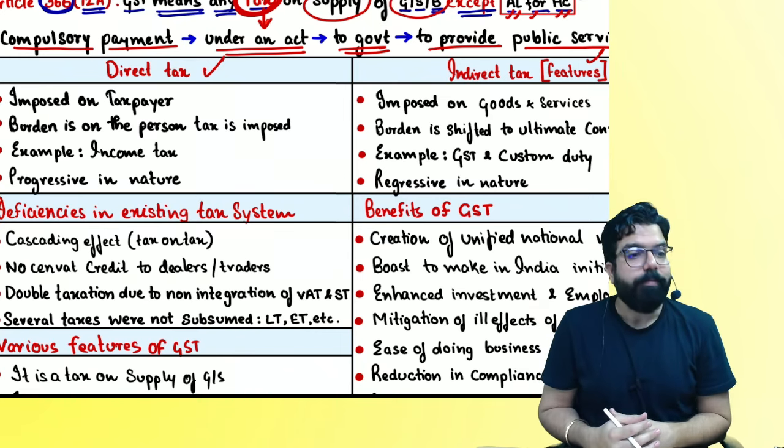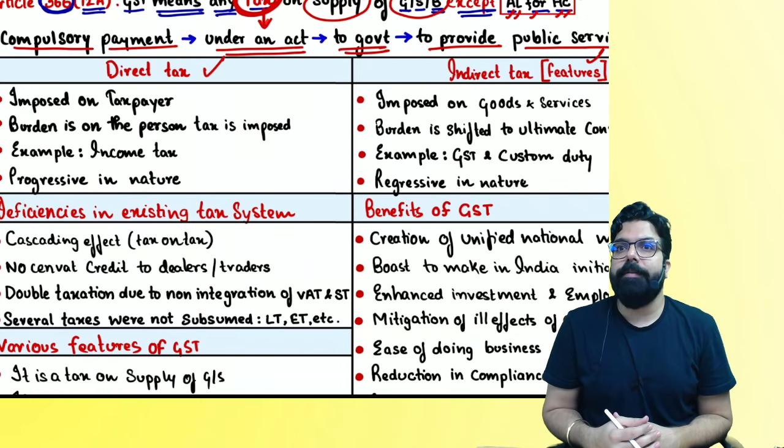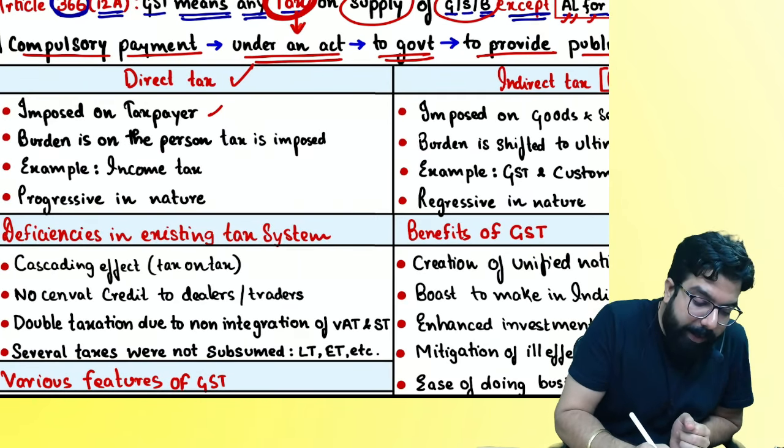Everyone, over here now. Now, can we go ahead? Yes, next. Direct tax. Direct tax is imposed on whom?